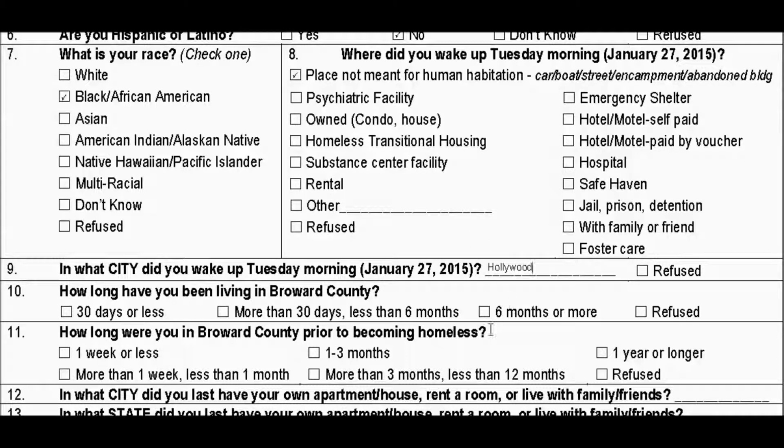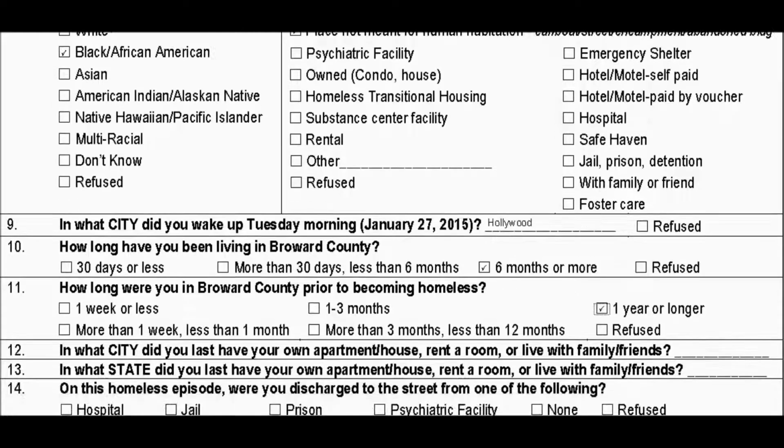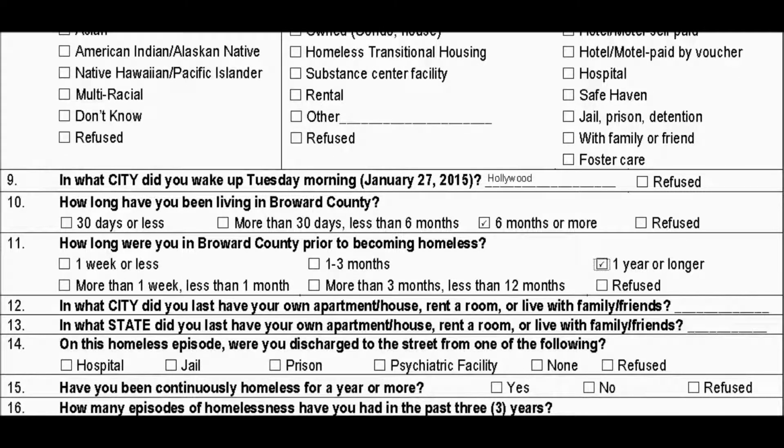Question number 10, check the box that corresponds with how long the participant has been living in Broward County. Then check the appropriate box for question number 11 for how long the person was in Broward County before becoming homeless. Questions number 12 and 13 ask for the city and state where the participant last had their own apartment, house, rented a room, or lived with family or friends.